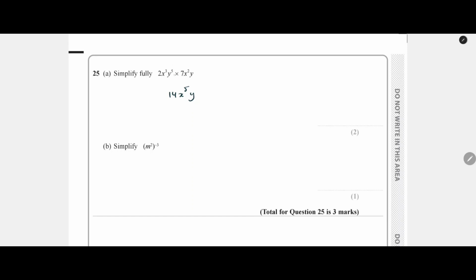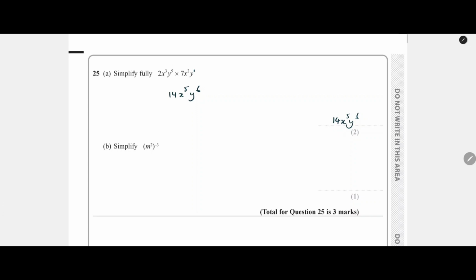And y to the power of 5 multiplied by y, and there's a power of 1 here. Again, we're multiplying indices, and so you can add them. 5 plus 1 is 6. So the answer is 14x to the power of 5, y to the power of 6.